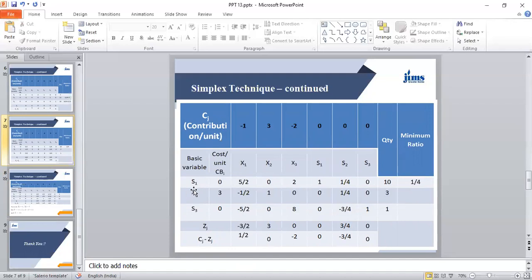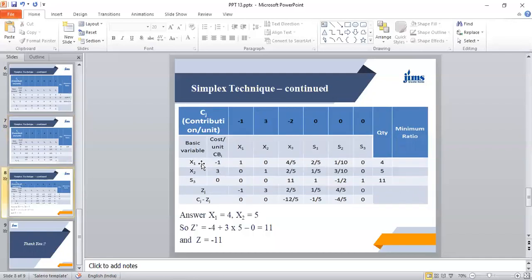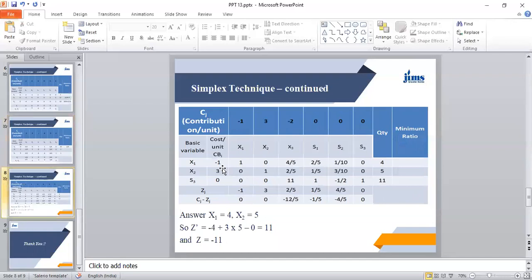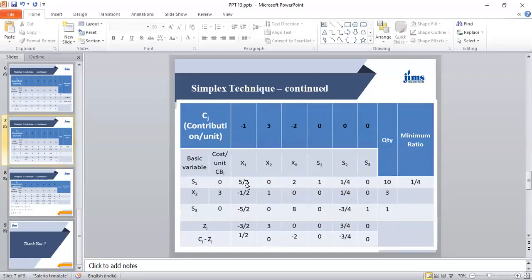So X1 will come and S1 will go. X1 has a contribution of -1. So we have X1, X2 and S3. See, X1, X2 and S3. X1 has a contribution of -1, S2 has a contribution of 3 and S3 has a contribution of 0: -1, 3, 0. And all the elements in the key row will be divided by the key element.